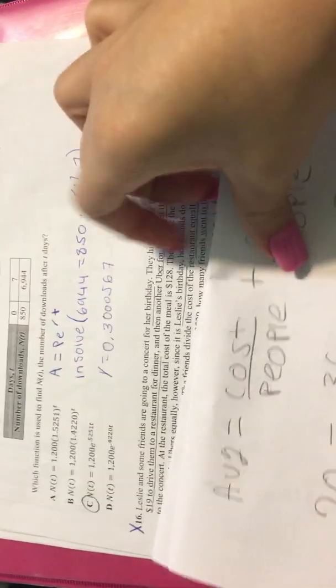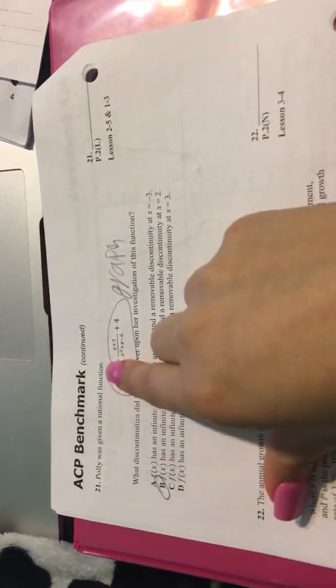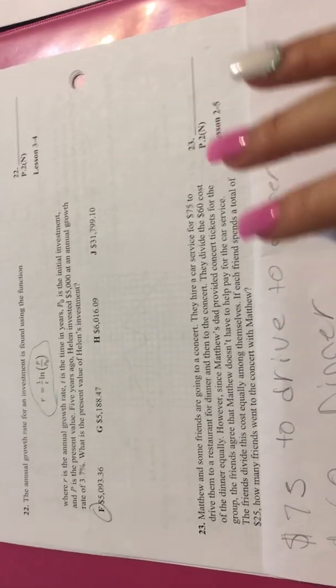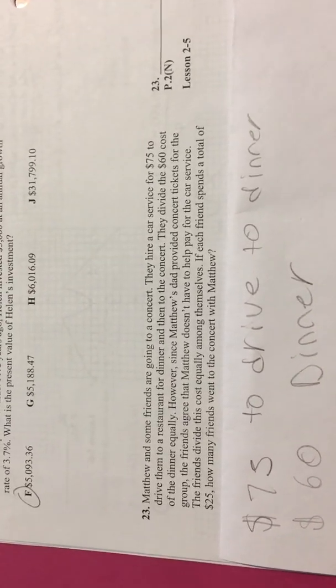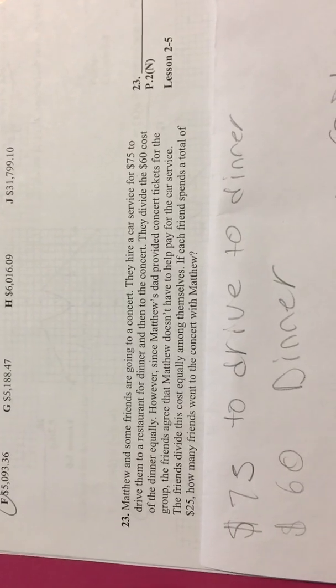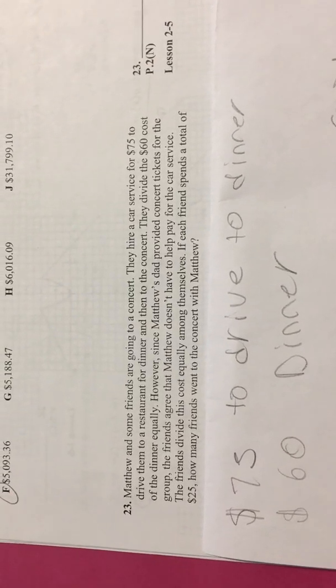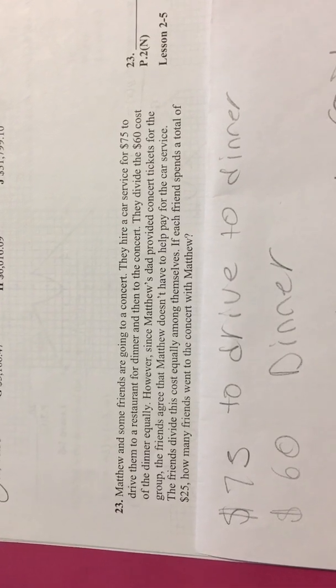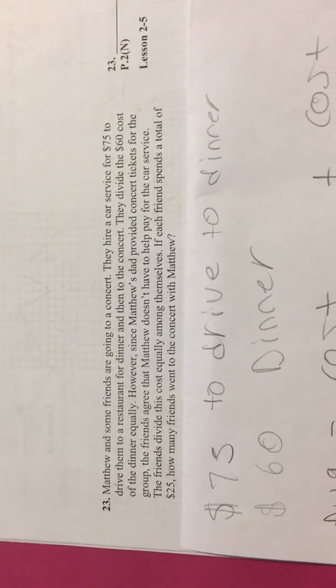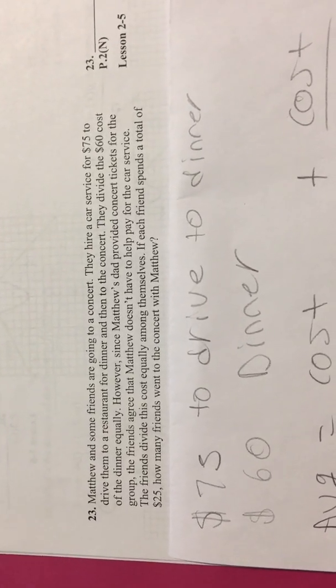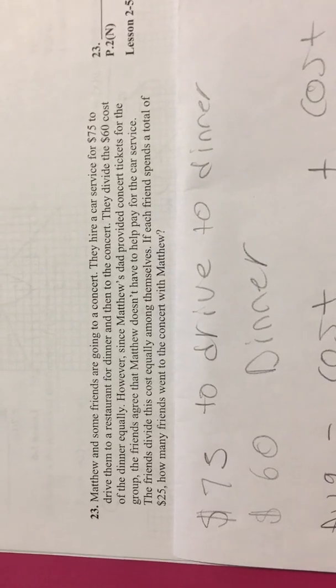But now I'm going to give an example of a new problem. I'm going to use this from the ACP benchmark, which is a problem just like this one, and we're going to figure it out. It says Matthew and some friends are going to a concert. They hire a car service for $75 to drive them to a restaurant for dinner, and then to the concert. They divide the $60 cost of the dinner equally. However, since Matthew's dad provided concert tickets for the group, the friends agree that Matthew doesn't have to help pay for the car service. The friends divide this cost equally among themselves. If each friend spends a total of $25, how many friends went to the concert with Matthew?